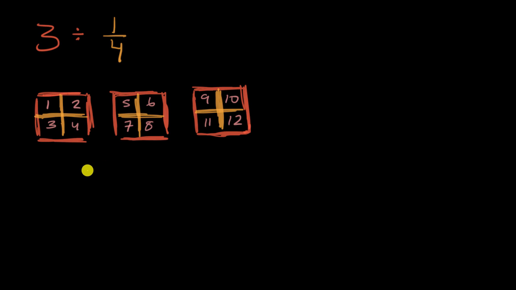1, 2, 3, 4, 5, 6, 7, 8, 9, 10, 11, 12 pieces. And I didn't even have to count that. Each whole is going to be 4/4, so 3 wholes is going to be 3 times 4/4, or 12 pieces, or 12 sections. So that is going to be equal to 12. Another way to think about it is, if you take 3 and you divide it into equal sections that are each 1/4, you're going to have 12 equal sections.